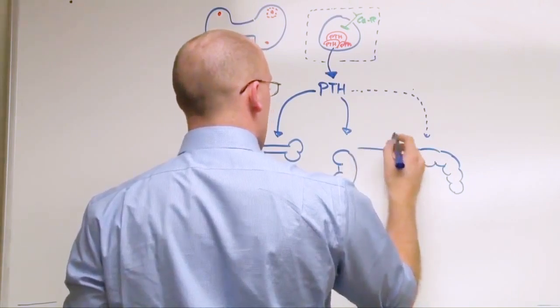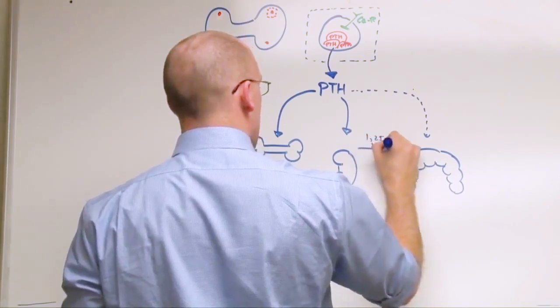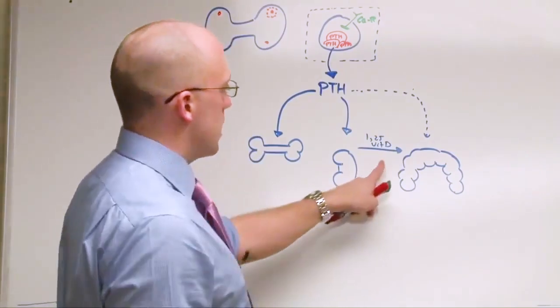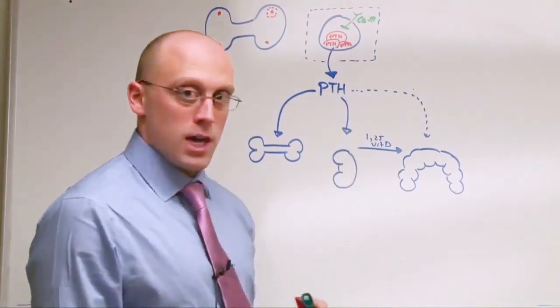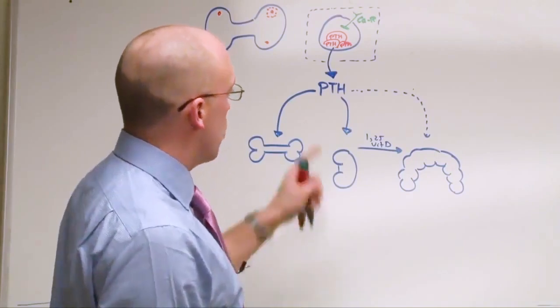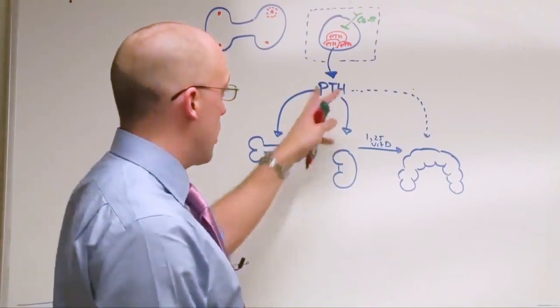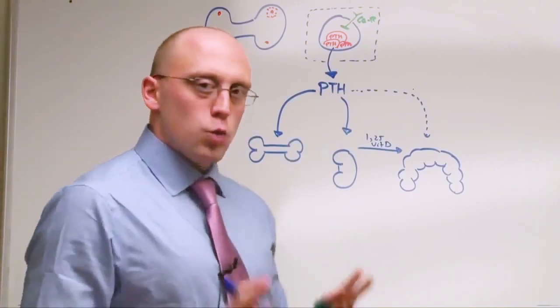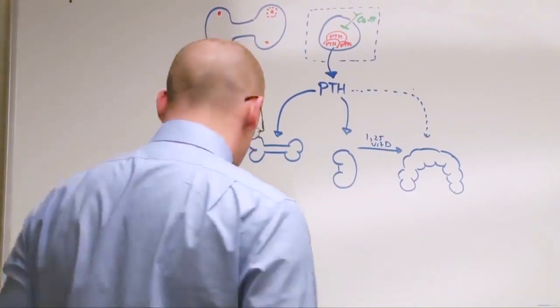The kidney turns on 1,25 vitamin D. And it's the vitamin D that causes absorption in the gut. But creation of 1,25 vitamin D from 25 vitamin D is under direct control of parathyroid hormone. 1-alpha hydroxylase is stimulated by parathyroid hormone. So what does parathyroid hormone do at each of these places?